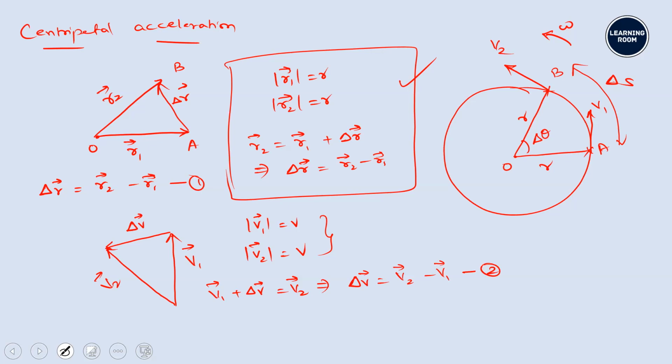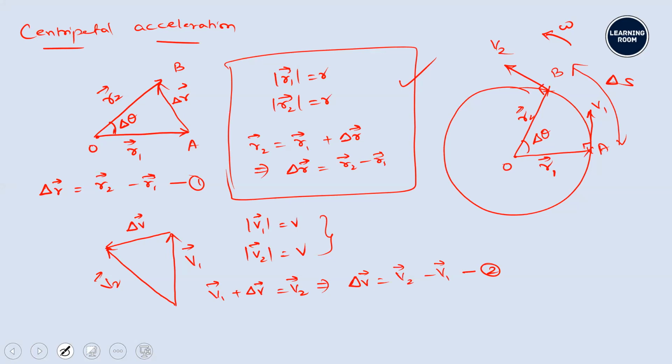Important point that is to be noted here, listen to this carefully. The angle between R1 vector and R2 vector according to this diagram is delta theta. But if you see, v1 vector is actually perpendicular to R1 vector, because OA vector is R1 vector. Similarly, OB vector is R2 vector, and V2 vector is perpendicular to R2 vector.